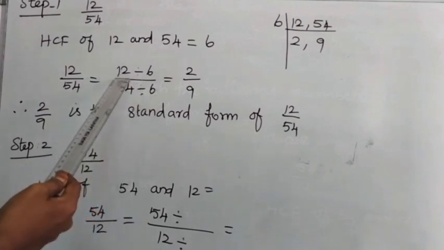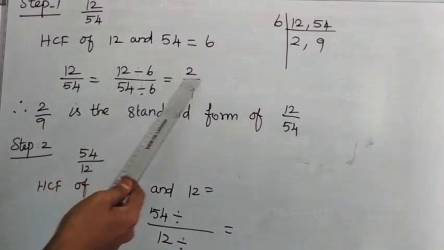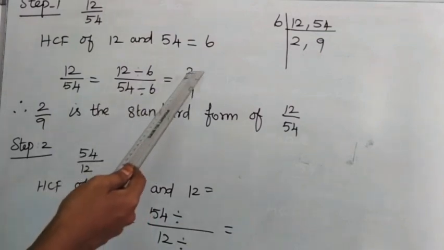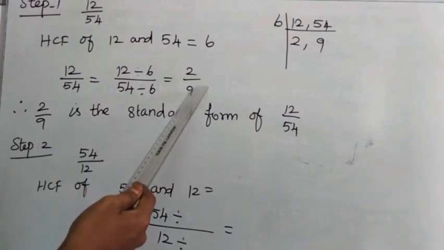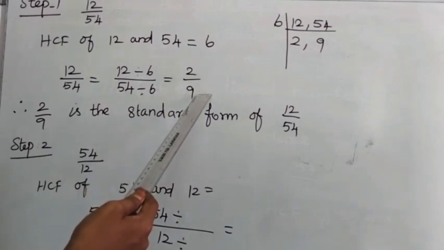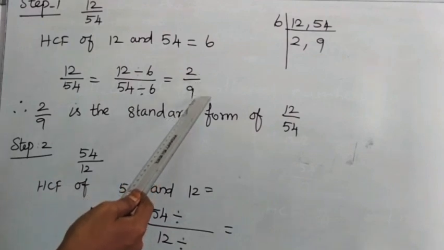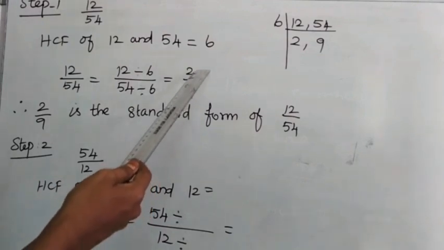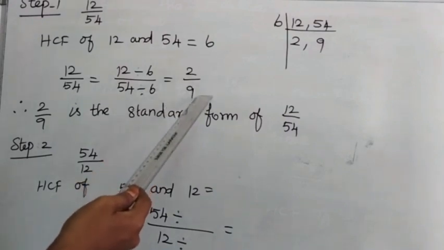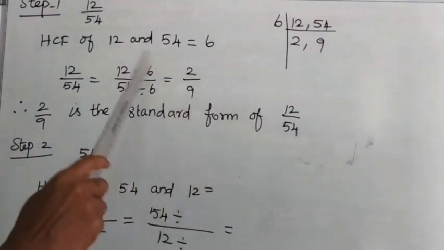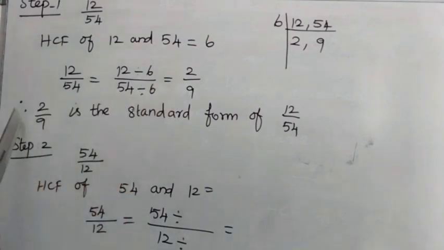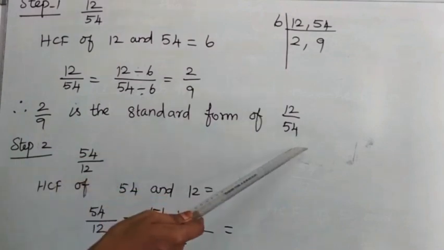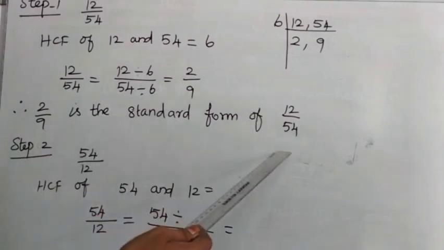12 divided by 6 gives 2, and 54 divided by 6 gives 9. So 2 by 9. 2 is a prime number and 9 is a composite number. We cannot cancel or reduce further because the numerator and denominator have no common factors. So this is the simplest form. Therefore 2 by 9 is the standard form of 12 divided by 54. This is the first rational number's answer.